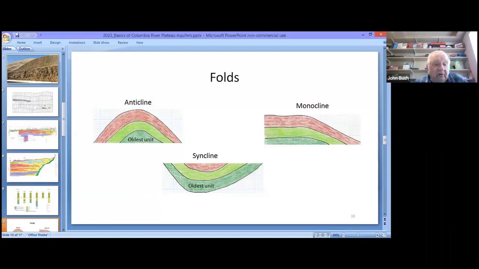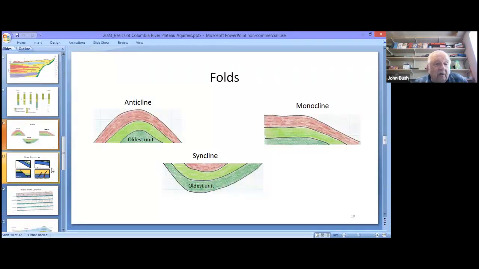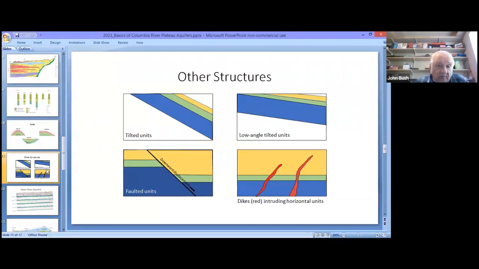We also have to consider structural features. Another structural feature is faults. Faults are shown down here on the bottom unit. Here's a faulted unit. It displaces the interflow zones. Sometimes it does grind up the rocks so much that the fault can become a conduit for lateral movement.